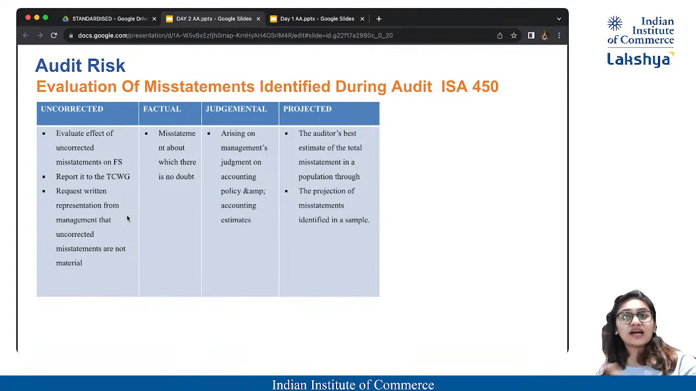Every management will have a different judgment. So the next misstatement is about judgmental misstatement, arising on management's judgment on accounting policy and accounting estimates. Every person has a different judgment. So there can be misstatements on various people. You might like a particular person's style of working. You might like the person's flow of working. The other person might work a little different way. You might not love it. So that is the misstatement that occurs because of judgment.